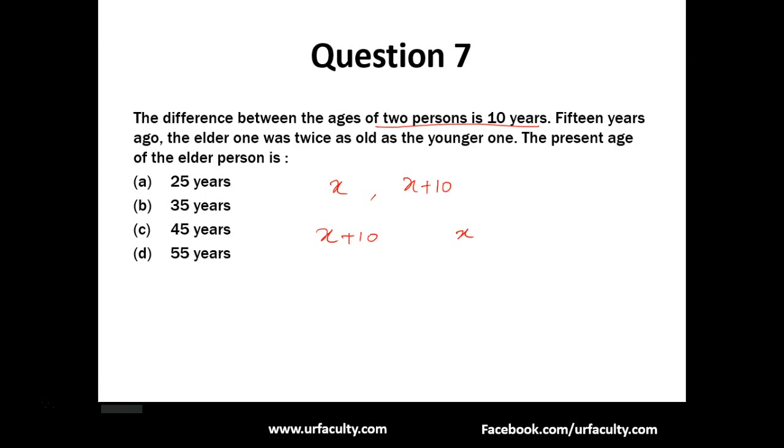And 15 years ago is minus 15, and this one will be minus 15. And what is it that they are saying? 15 years ago, this person was twice the age of this younger guy. And what do you get after equating all this? It's pretty simple. You'll get x minus 5 is equal to 2x minus 30, and x is equal to 25. So the present age of the elder person is equal to x plus 10, which is 35 years.